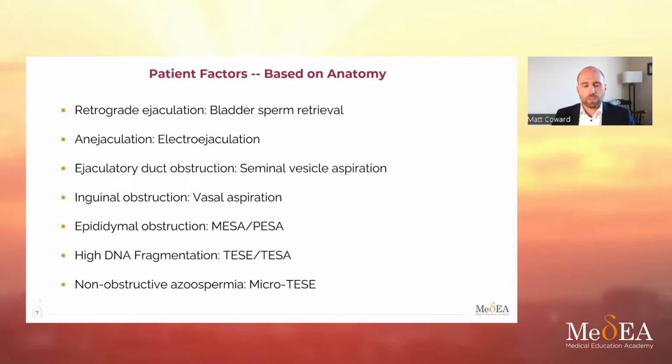And I'll discuss what these different sperm retrievals actually are later in the talk. Then there's the high DNA fragmentation scenario. That's a patient who's not obstructed actually, and that's a patient who we might go after testicular sperm with a testicular sperm extraction called a TESE or an aspirate called a TESA. And then lastly, in patients with non-obstructive azoospermia who have no blockage, but very, very low sperm production, those patients need a microdissection testicular sperm extraction or a micro-TESE.